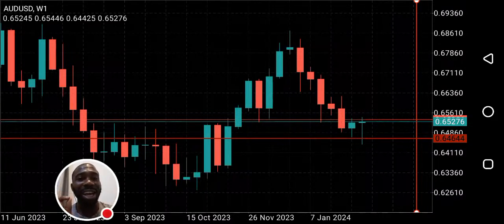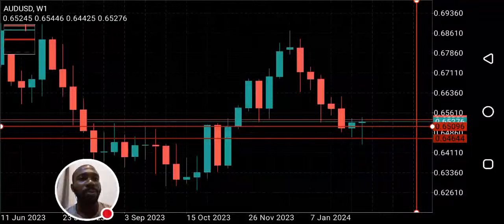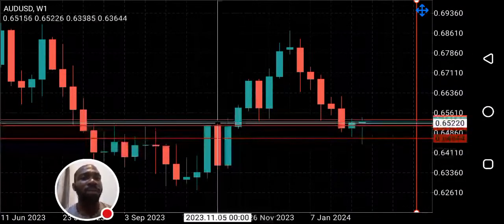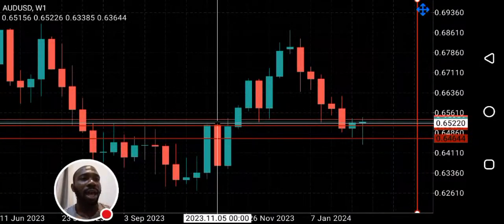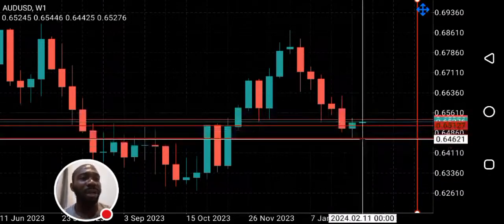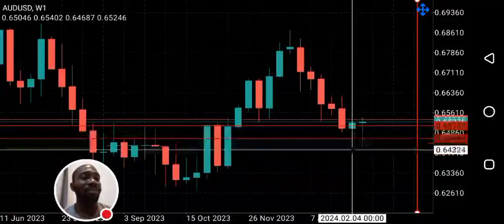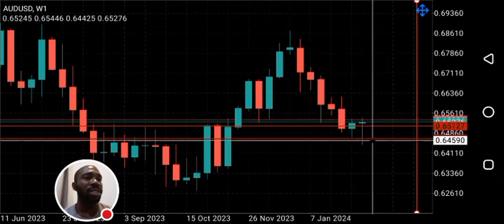Okay, but technically, Australian dollar USD is bullish, going by the candlestick pattern on the weekly time frame. You would also notice that at this point we had a resistance here which became a support. Can you see this? And price has had a difficult time breaking that level, resistance turned support, you can see.